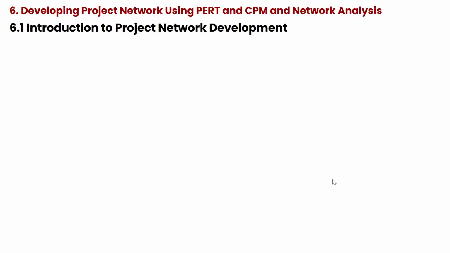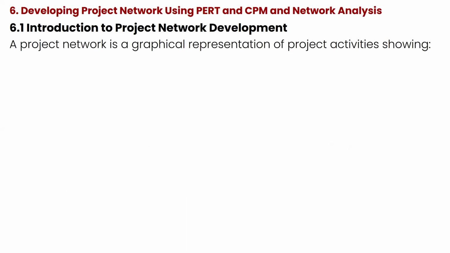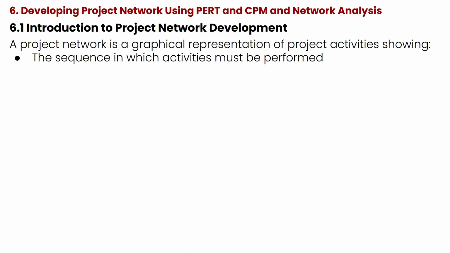So, introduction to project network development. We said a project network is a graphical representation of project activities, showing the sequence in which activities must be performed. When we say sequence, for example, you have 5 activities, activity A, B, C, D, and E. Each one must occur before the other.